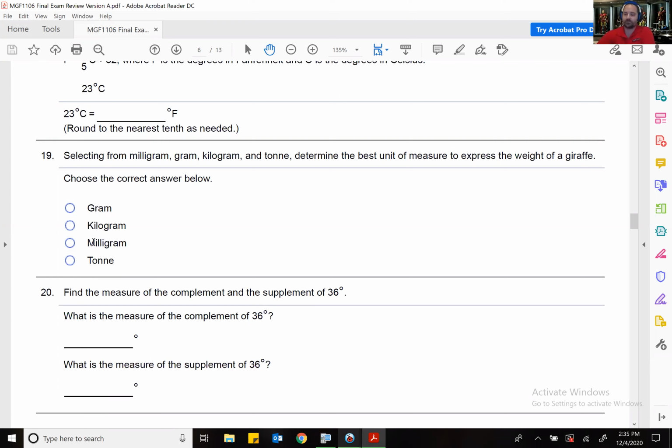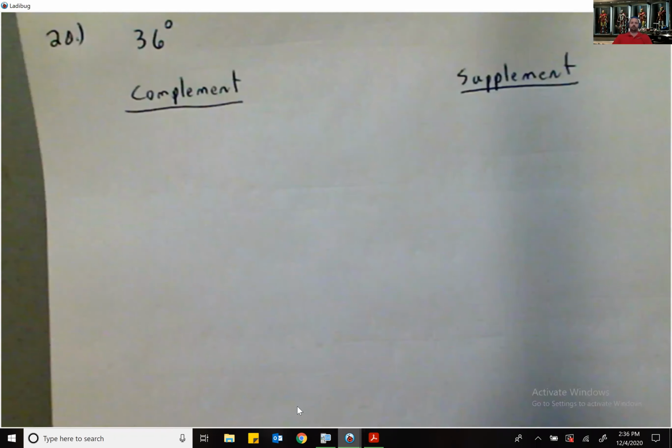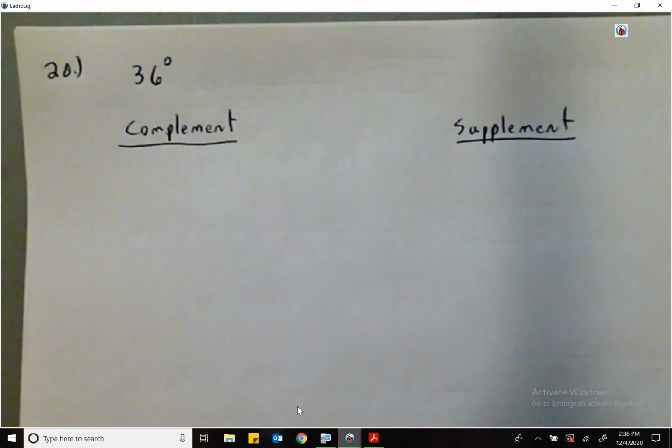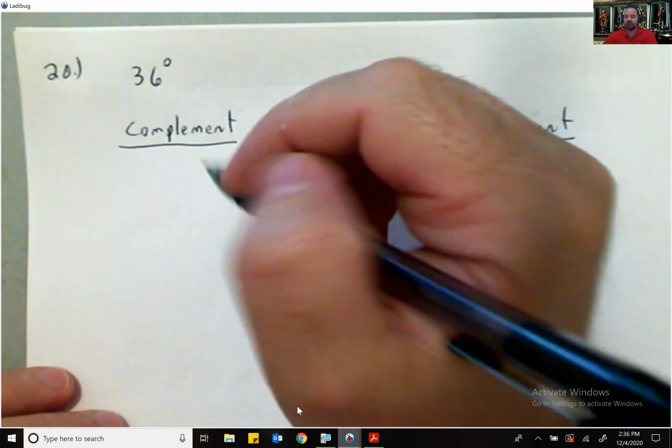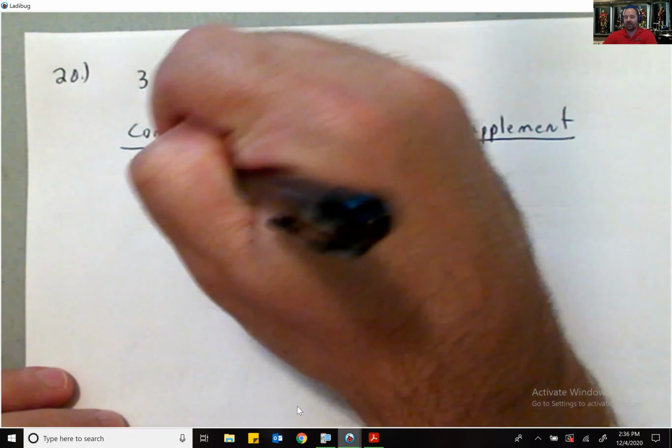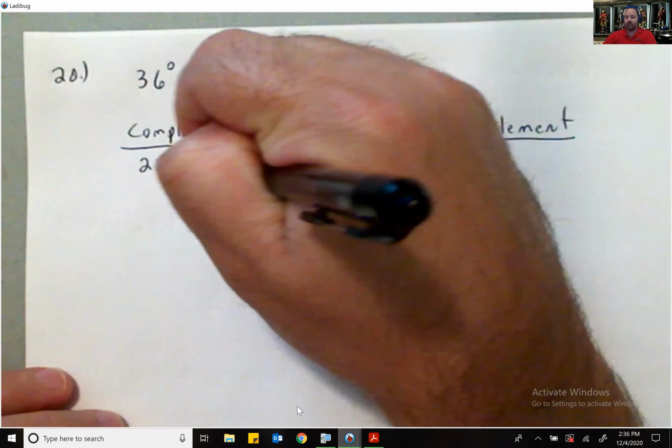Number 20, chapter 10, all over geometry. So we want to know what is the complement and supplement to 36 degrees. Well, question real quick for you. What do we mean by complement? 90 degrees. I like the 90 degrees, but more specifically, it's two angles that add to 90 degrees.